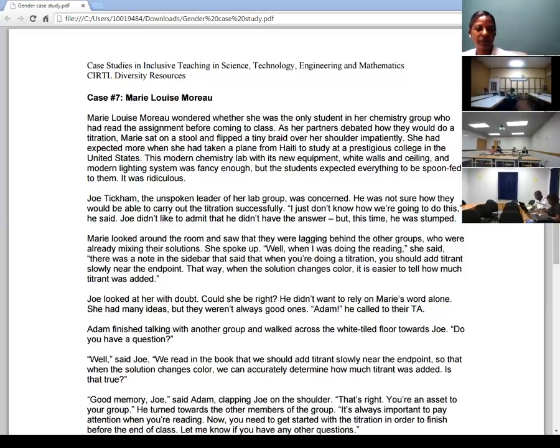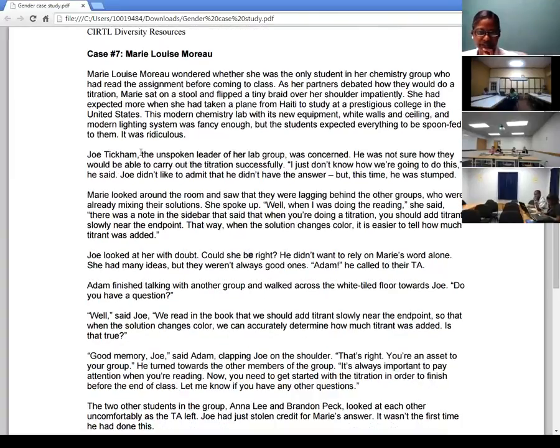Right. And remember, it does say, what kind of leader? Unspoken. It's unspoken, or they use a particular phrase to describe. Unspoken leader, right. Unspoken leader of her lab group was concerned. He was not sure how they would be able to carry out the titration successfully. I just know how we're going to do this. Joe didn't like to admit that he didn't have the answer, but this time he was stumped.